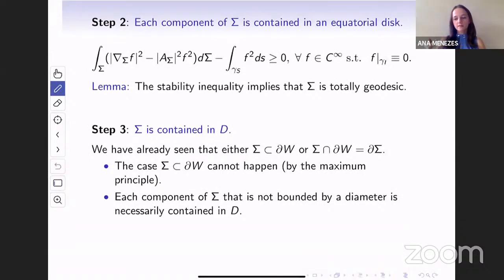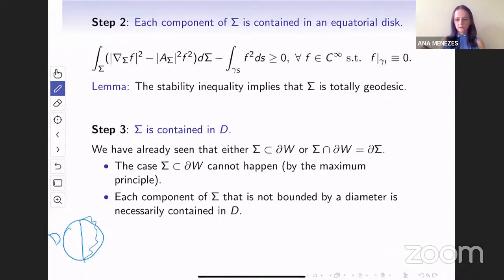So it only remains to analyze what happens for components that are bounded by a diameter, because in this case we could have something like this. If this represents our disk D and we have a diameter here, our component of sigma could come from another disk here, right?